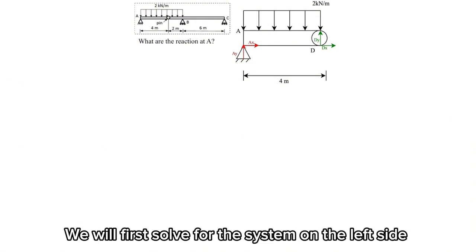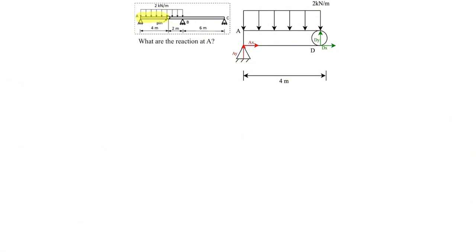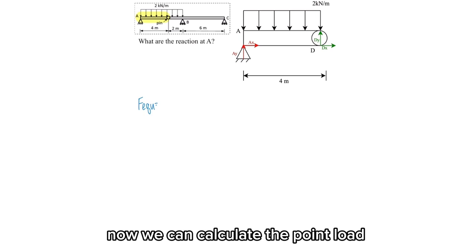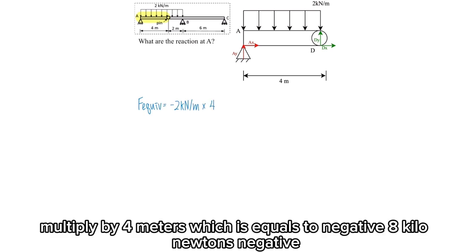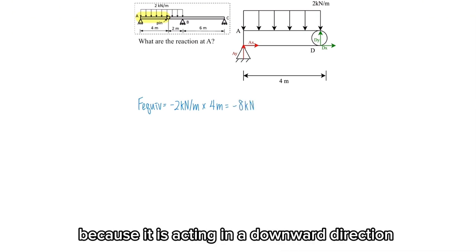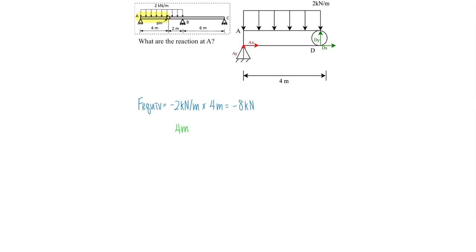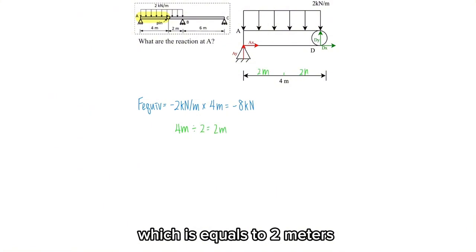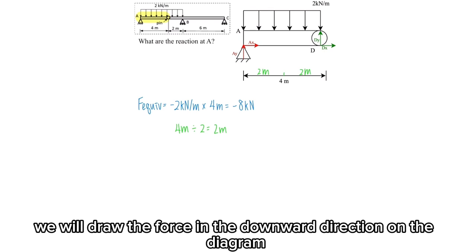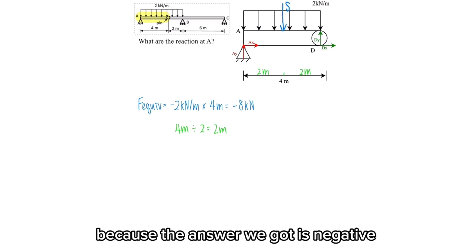We will first solve for the system on the left side. Now we can calculate the point load. Negative 2 kilonewtons per meter multiplied by 4 meters equals negative 8 kilonewtons. Negative because it is acting in a downward direction. Then we divide 4 meters by 2, which equals 2 meters. We will draw the force in the downward direction on the diagram because the answer we got is negative.